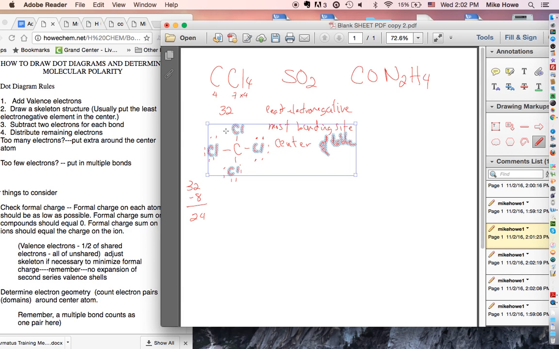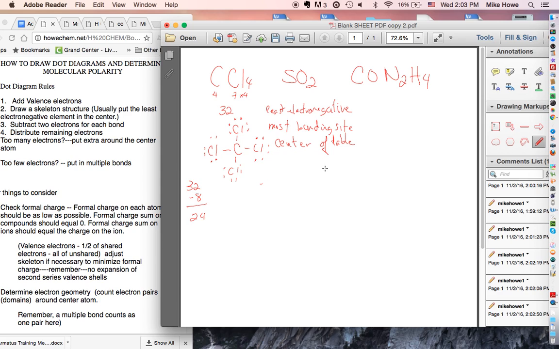Same thing up here. So around that top chlorine, I'll put 1, 2, 3, 4, 5, 6. And then the 2 that were already there make 8. So now I've put in my 24 dots, 6 around each chlorine, and all of the atoms in my picture have 8 electrons. If you look at the carbon, 2 here, 2 here, 2 here, and 2 here. So the octet rule is satisfied for everything, and that is our final picture.